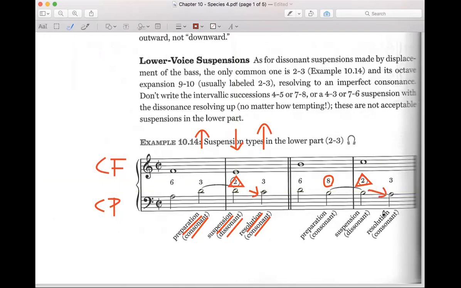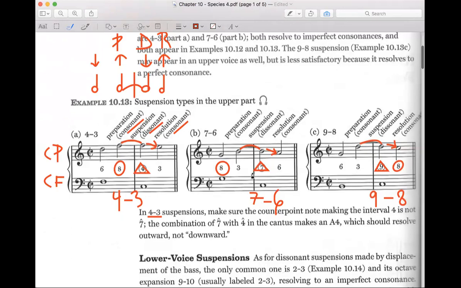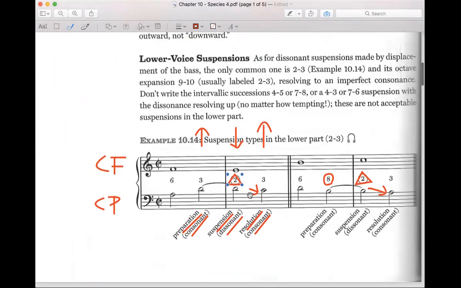Okay, so it's a similar idea, but what do you notice? That the figure is slightly different. We don't have a 4-3 or 7-6 or a 9-8, do we? Here we just have 2-3. And this really is your most popular suspension. This is your go-to suspension. There is such a thing as a 4-5 suspension and a 7-8 suspension, but those are slightly less common.